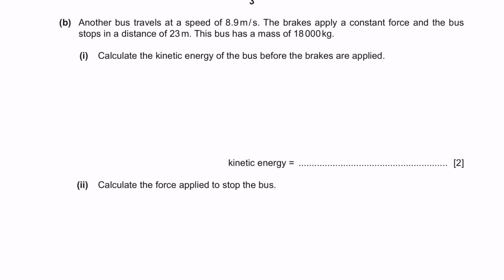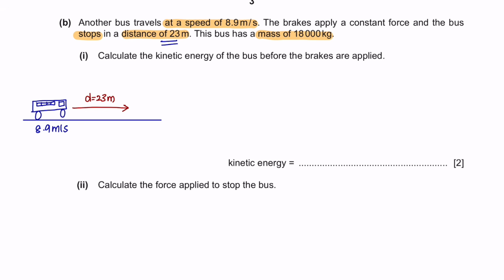Question B. Another bus travels at a speed of 8.9 meters per second. The brakes apply a constant force and the bus stops after a distance of 23 meters. This bus has a mass of 18,000 kilograms. If I were to draw out this question, we know that initially the bus was traveling at 8.9 meters per second, and after traveling a distance of 23 meters it comes to a stop, which means its final velocity is 0 meters per second, and this here is its initial velocity. Another piece of information we have is that the mass of this bus is 18,000 kilograms.